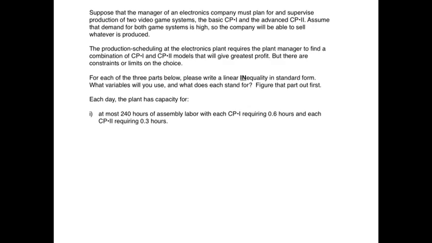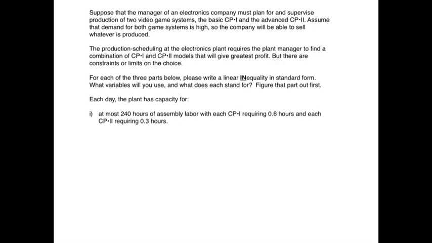Here's a more complicated situation. Suppose that the manager of an electronics company must plan for and supervise production of two video game systems, the basic, CP1, and the advanced, CP2. Assume that demand for both games is high, so the company will be able to sell whatever is produced. We don't have to worry about will there be leftovers or anything like that.